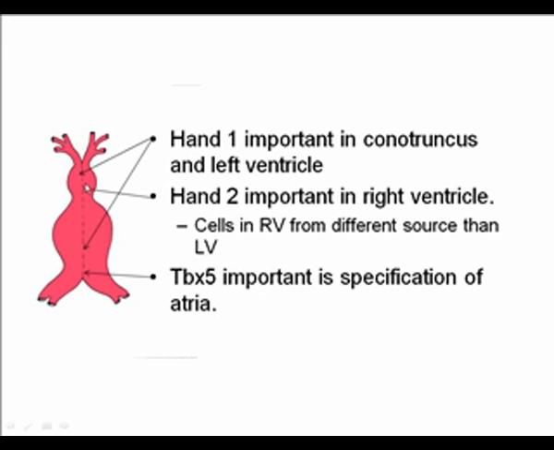So several things to be noted here. One, there is differential gene expression that allows for these different regions to develop into the different parts of the heart. And in addition, we need to note specifically that the right ventricular cells are different, and they come from a different source than the cells of the left ventricle. So you would expect that the right and left ventricle are different.